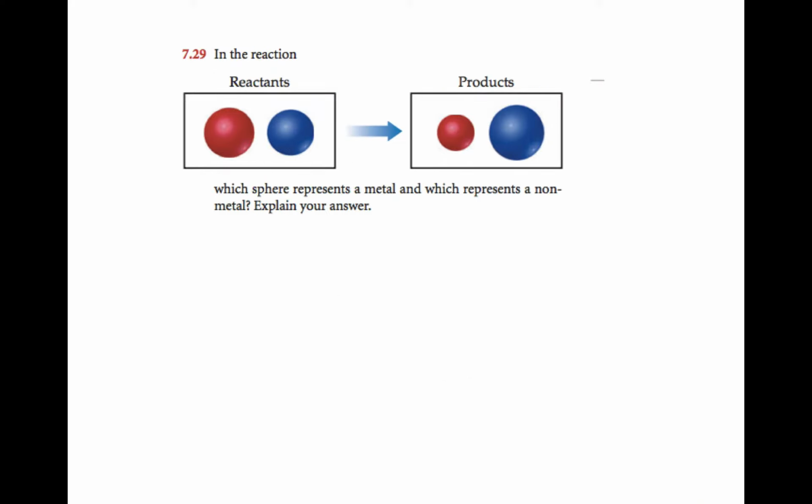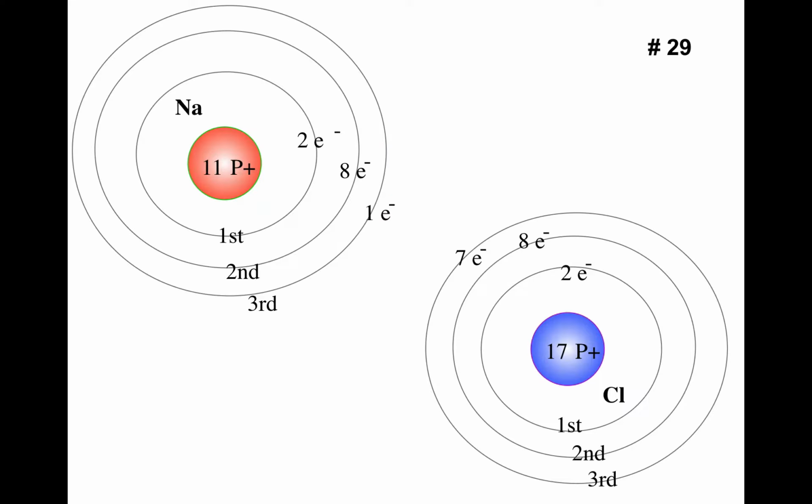Number 29. In the reaction, we've got the red ball reacting with the blue ball, and we've got the red ball shrinking and the blue ball poofing out a little bit. Which sphere represents the metal? Which represents the non-metal? Explain your answer. All right, so if the red ball is shrinking, it's because it lost electrons. That makes it the metal. So red ball sodium reacting with blue ball chlorine.